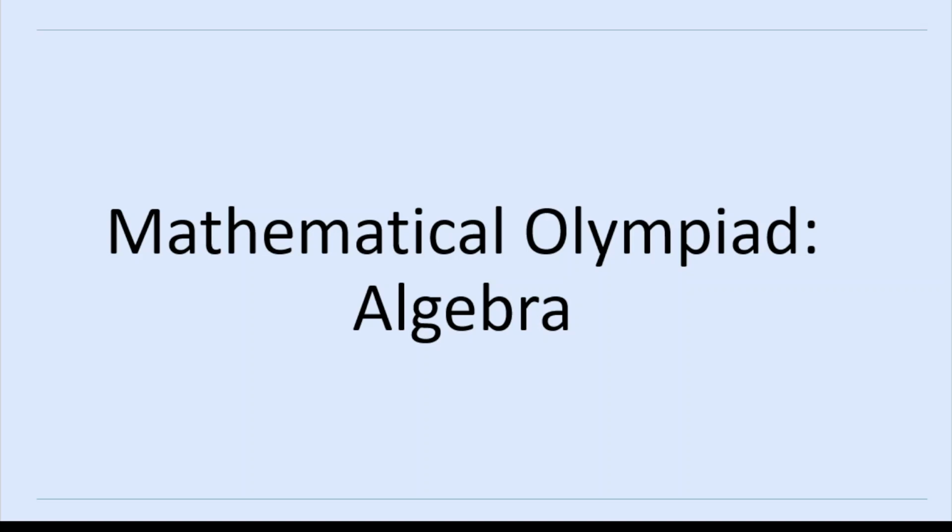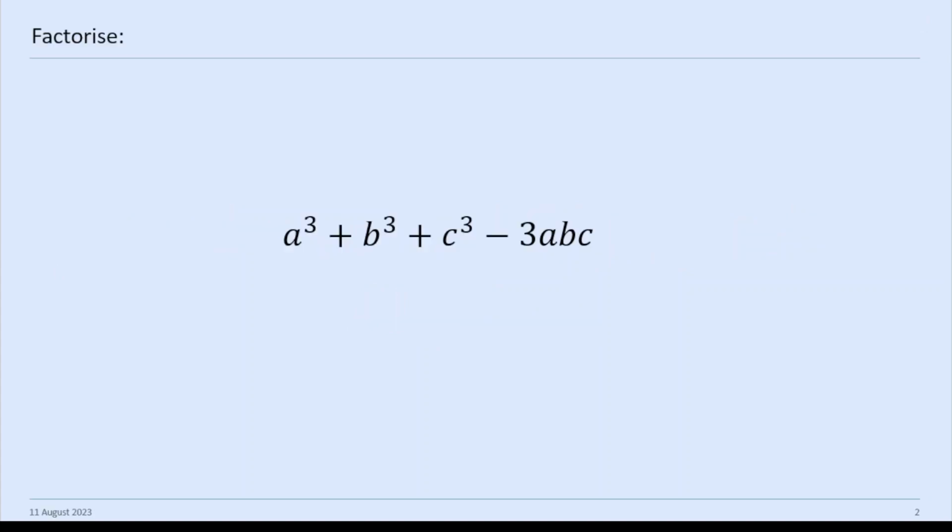I'm Simon. So today we're going to look at a question from the Mathematics Olympiad. And the question is, how do you factorise a cubed plus b cubed plus c cubed minus 3abc?